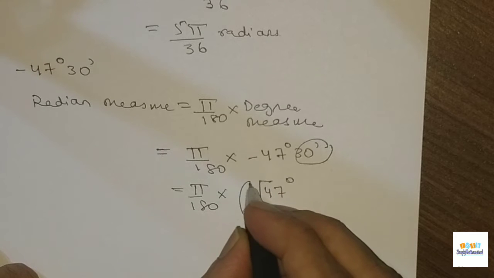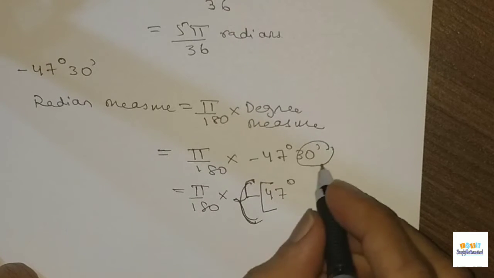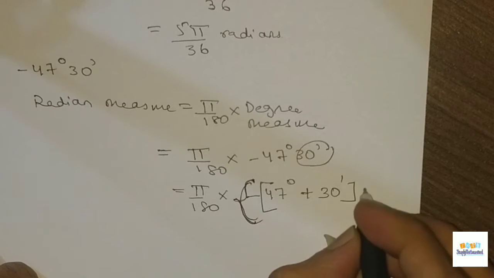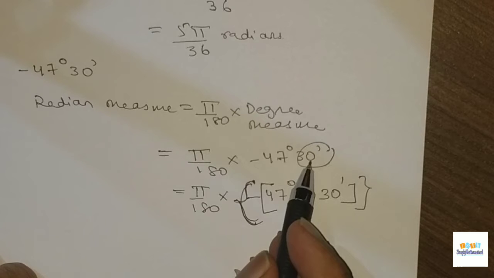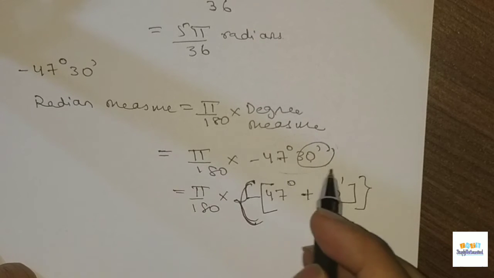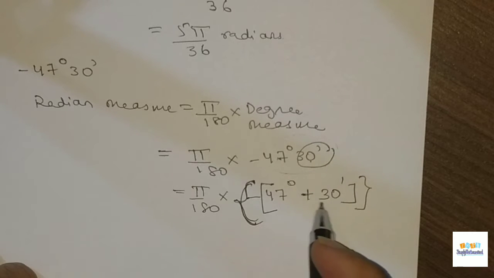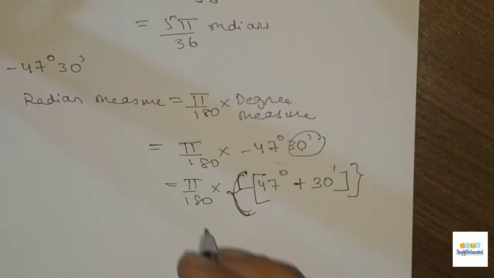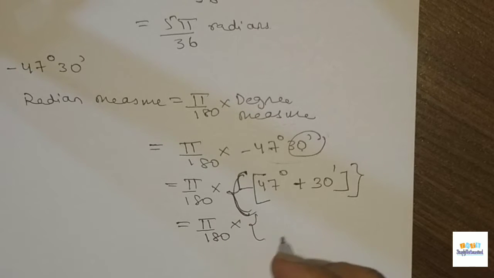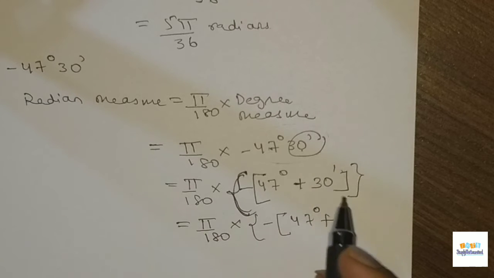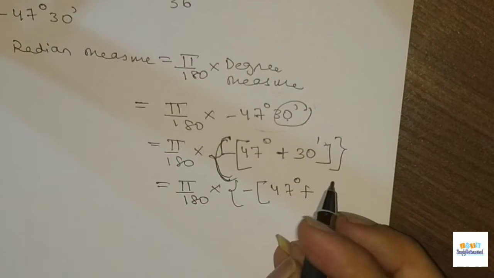See, what you do is you write this 47 degree 30 minutes as 47 degree plus 30 minutes. Okay, because this 30 minutes is just a fractional part of the whole. So this 30 minutes is a fractional part, so we can write it as 47 degree plus 30 minutes. Now this is equal to pi by 180 multiplied by minus 47 degree plus what is 30 minutes, what 30 minutes will be.